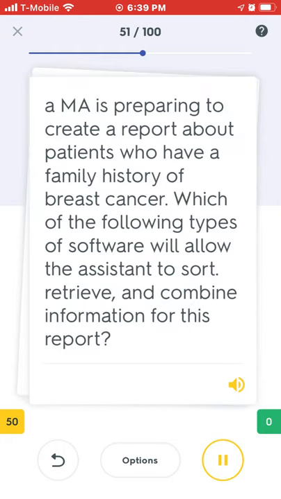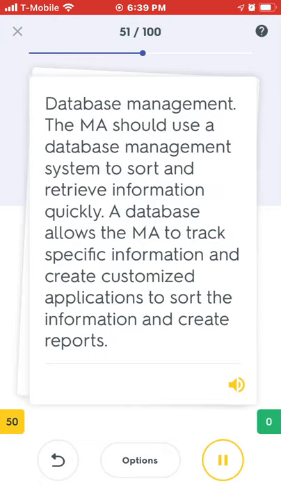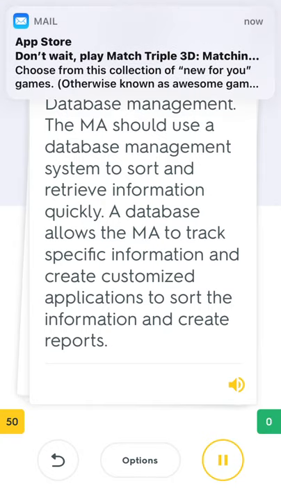A MA is preparing to create a report about patients who have a family history of breast cancer. Which of the following types of software will allow the assistant to sort, retrieve, and combine information for this report? Database management. The MA should use a database management system to sort and retrieve information quickly. A database allows the MA to track specific information and create customized applications to sort the information and create reports.